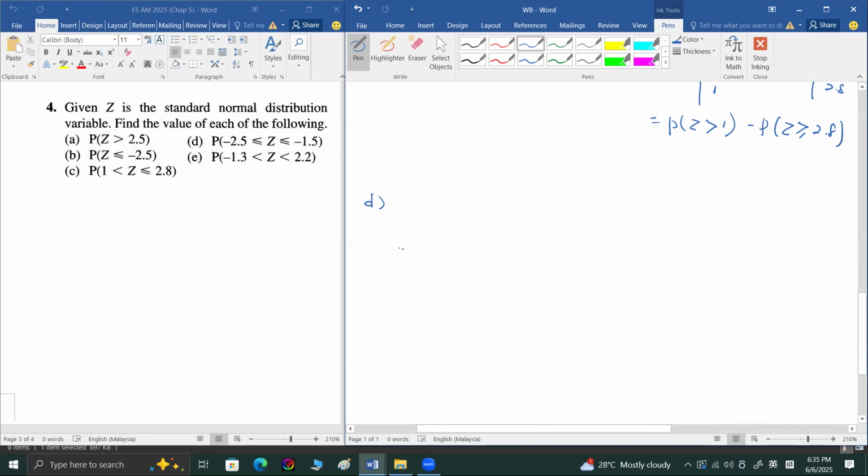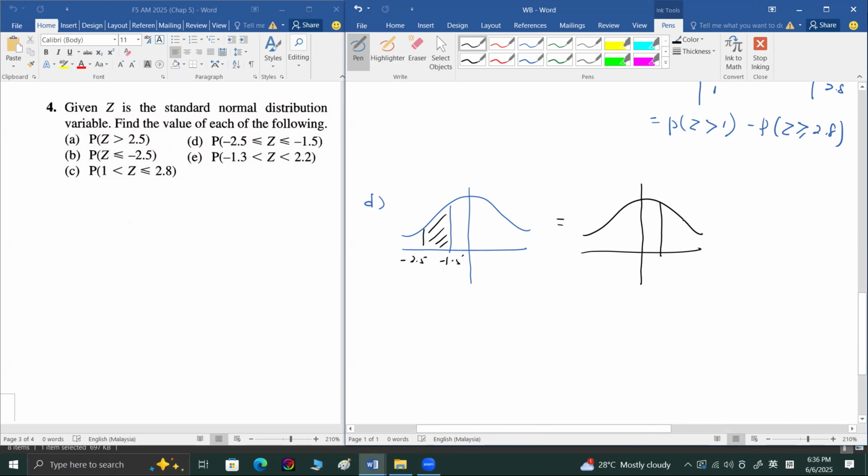This one, if I sketch negative 2.5, sorry, negative 2.5, negative 1.5 here. Okay, so I bring it to the right side. Because for you that using MS, I advise you to get one pattern that is R will do. If not, later you will confuse. Okay, so here 1.5, 2.5.